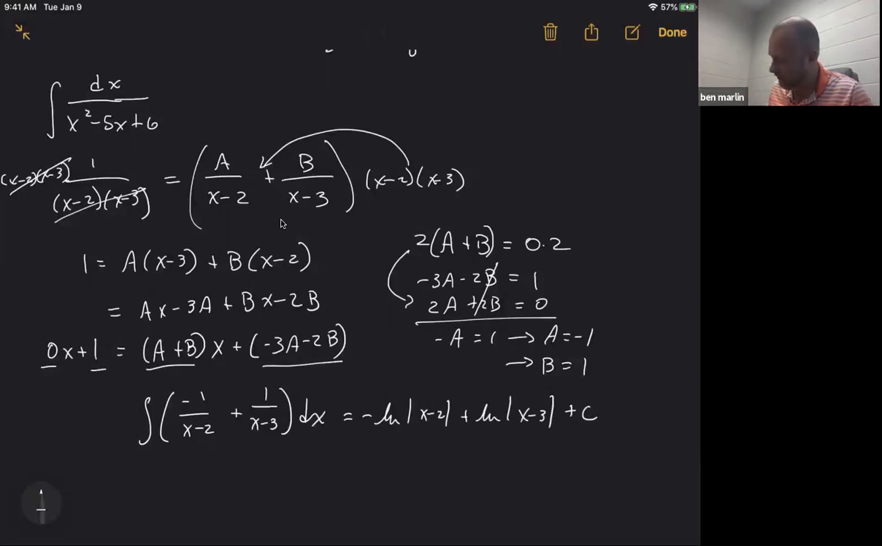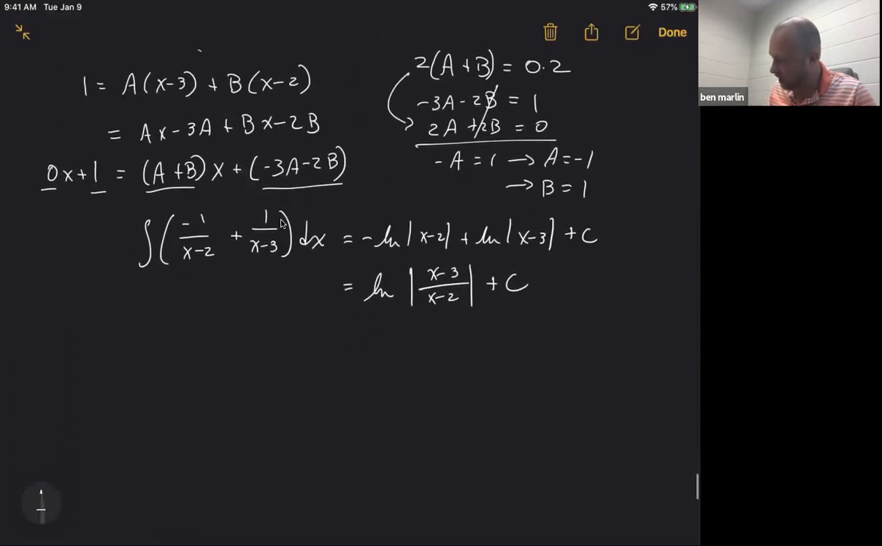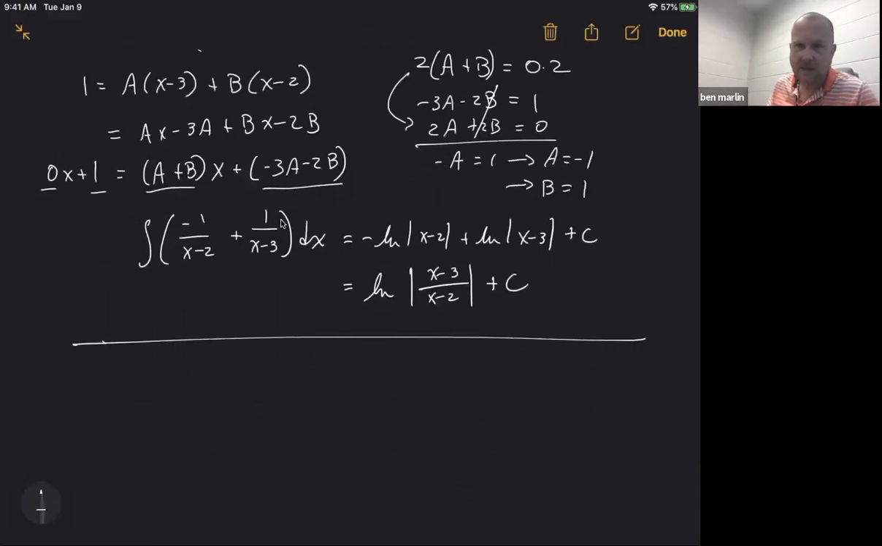Got to remember that. And if you would like to, you can then turn that into log of the absolute value of x minus 3 divided by x minus 2, since the minus 1 out in front of the log of x minus 2 could be interpreted as the minus 1 power. All right, so that gets us our answer here. But you're saying, but Ben, you promised to show me something easy.